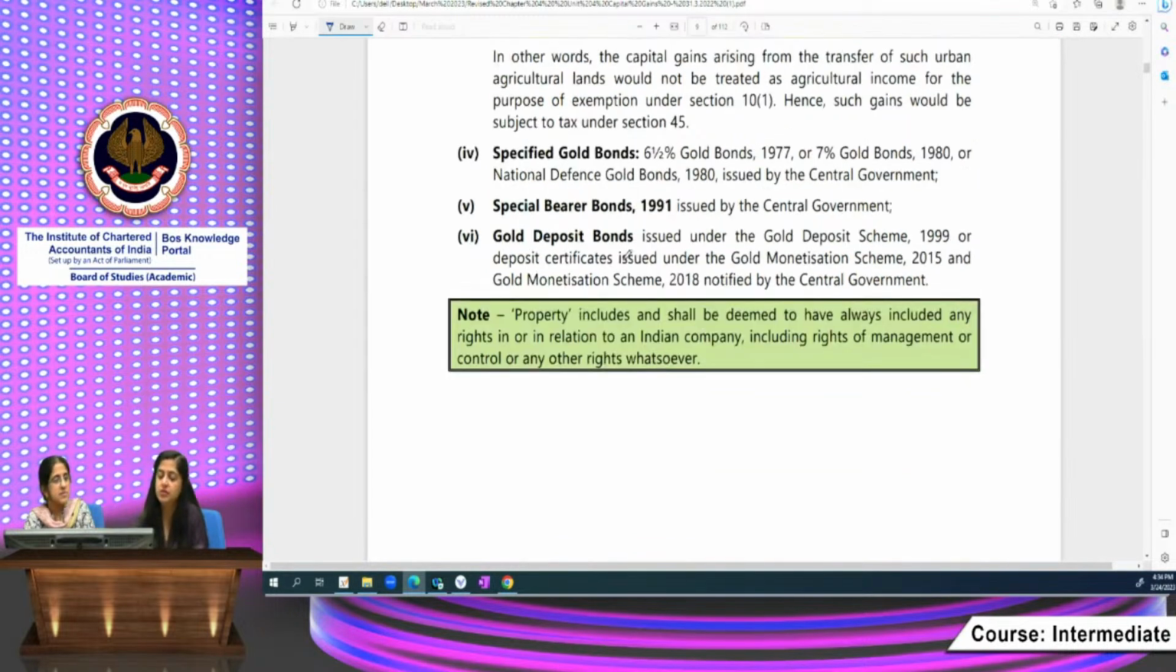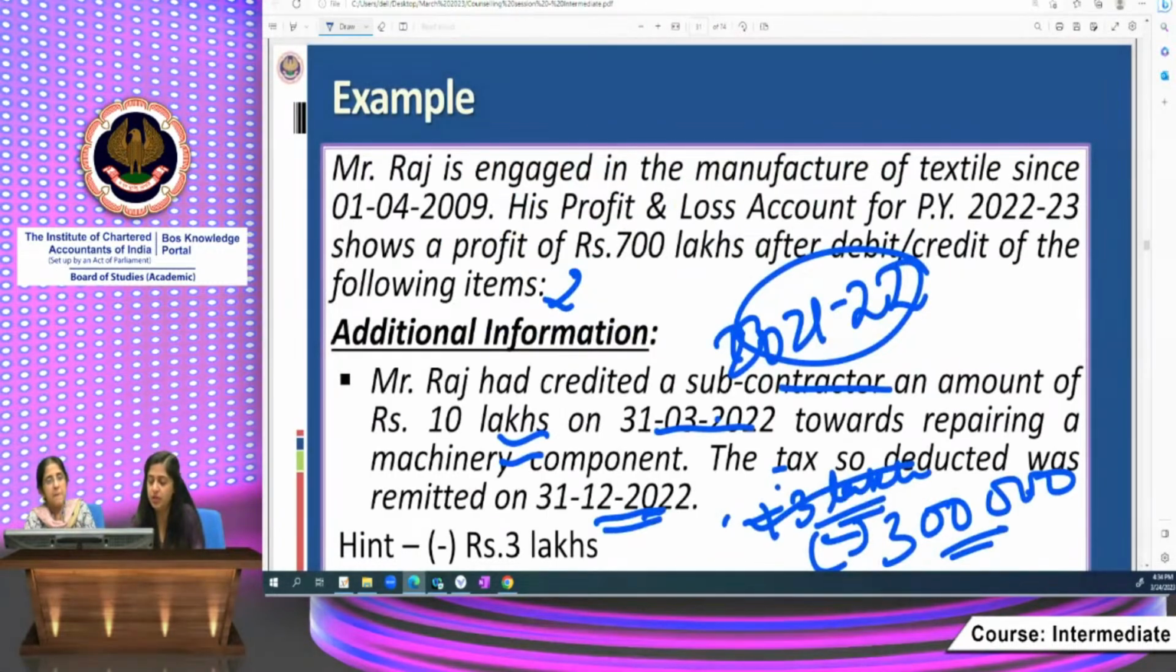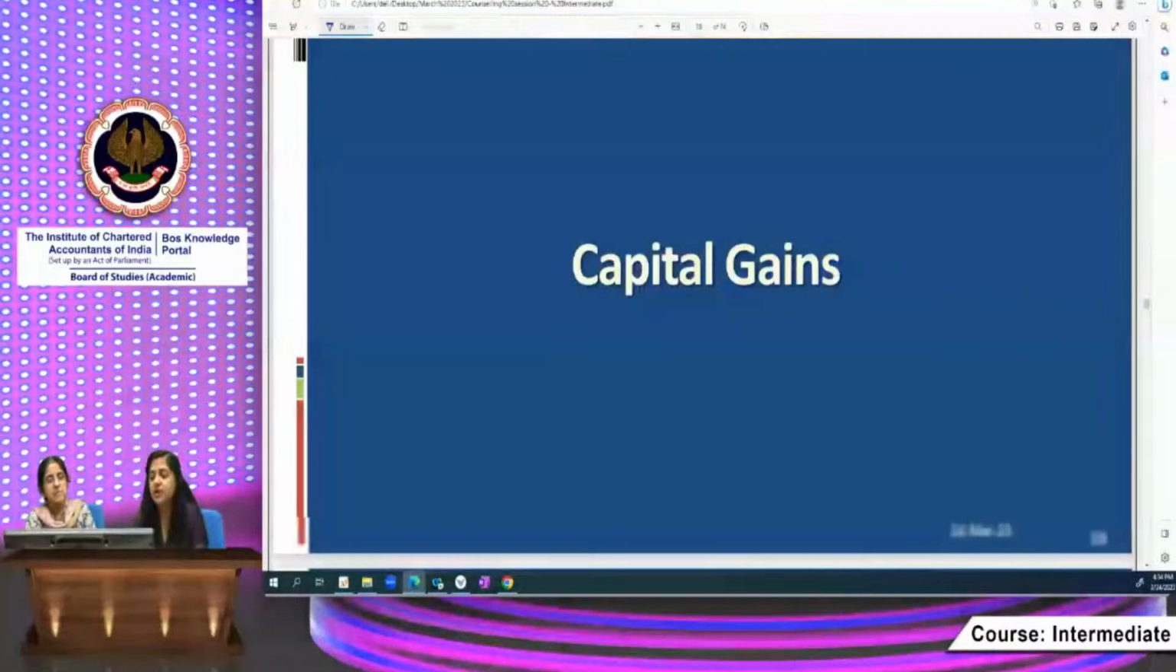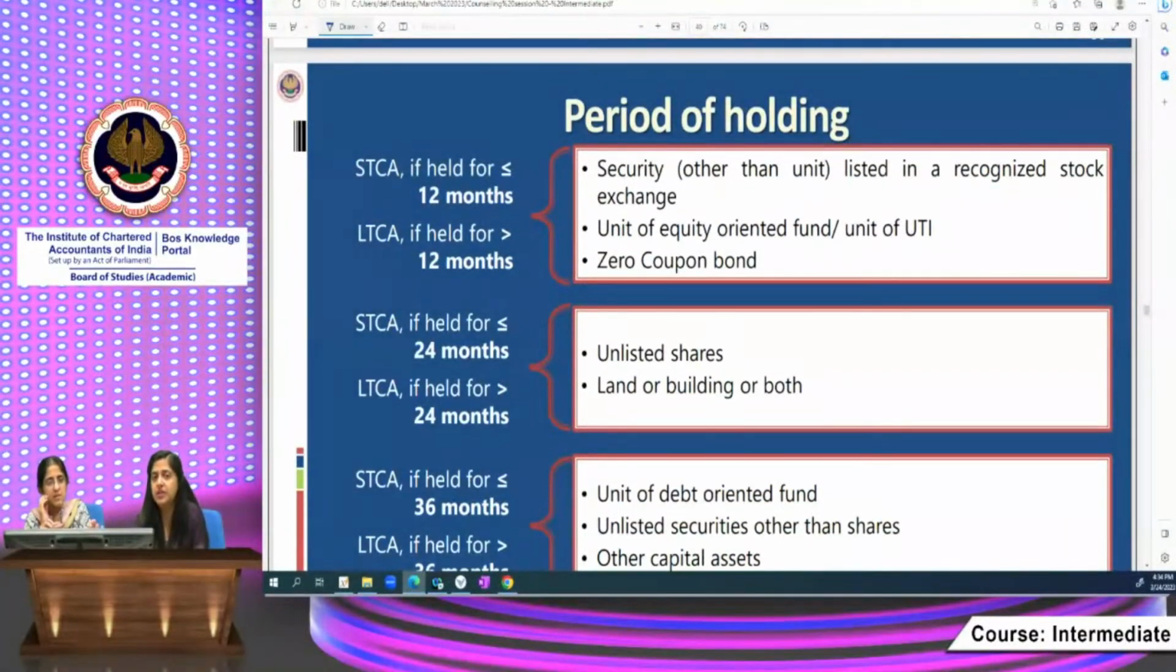So next, when you determine whether the asset is a capital asset or not, then you go to the period of holding. On the day of transferring the asset, whether the asset is a long-term capital asset or short-term capital asset. There are three time periods: 12 months, 24 months, and 36 months for any asset to be classified into short-term capital asset or long-term capital asset.